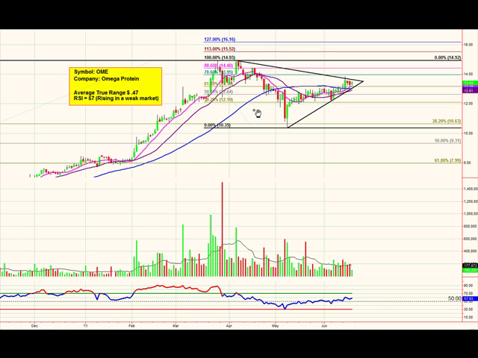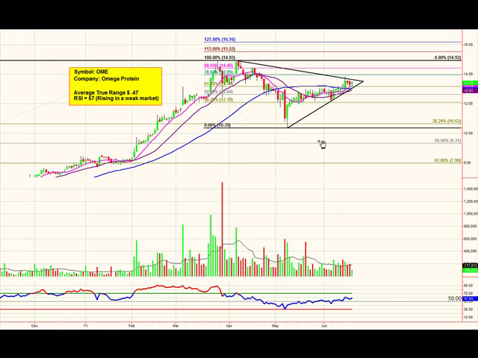The longer-term Fibonacci, very interesting, on how it indicated that when OME hit a high of 14.93 back in early April, earnings came after that. The stock dropped into a pretty good demand and support area to the 10.35 level, and then it steadily has moved up. The RSI line has steadily moved up above 52.